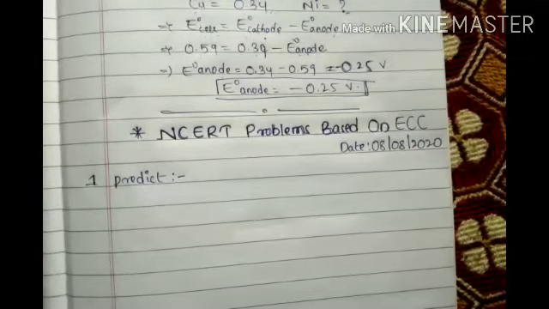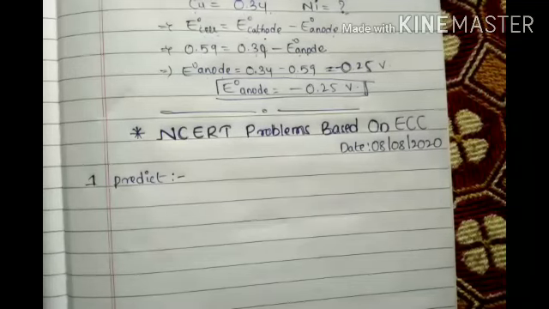Now today we are going to discuss some more problems about E cell. In the last class we did some problems based on E cell equals E cathode minus E anode. But now we have to stop using that formula. Now we have to use a new formula. What actually is it?